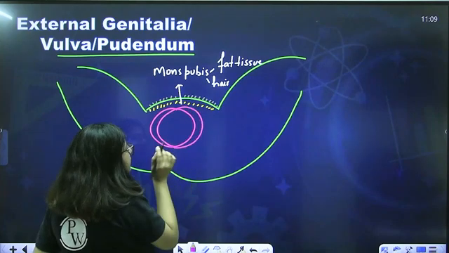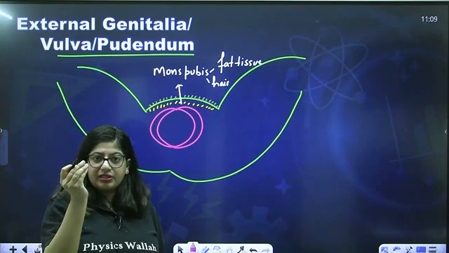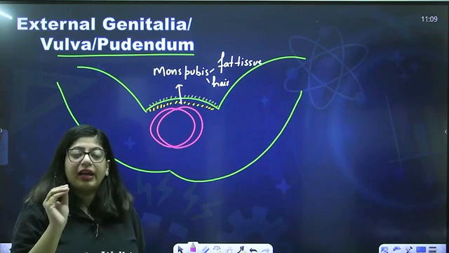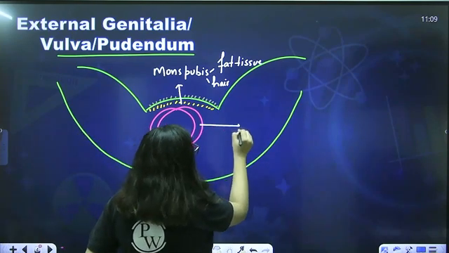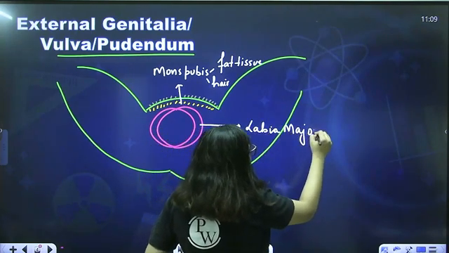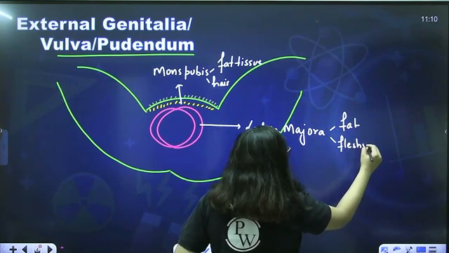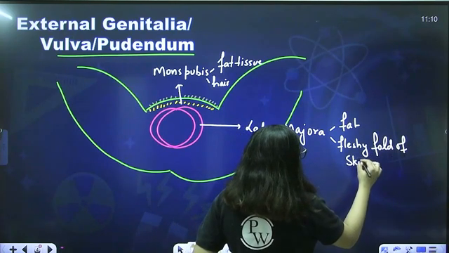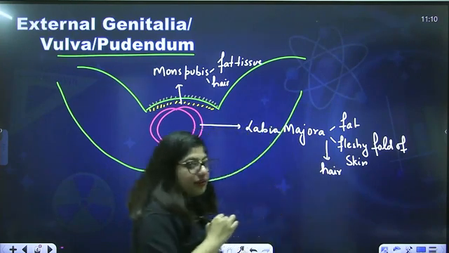So you can see this is thick, fleshy tissue, a fold of skin which contains both fat and hair. The name of this part is labia majora. So labia majora is a fleshy fold of skin that contains fat, and it also contains hair, right?